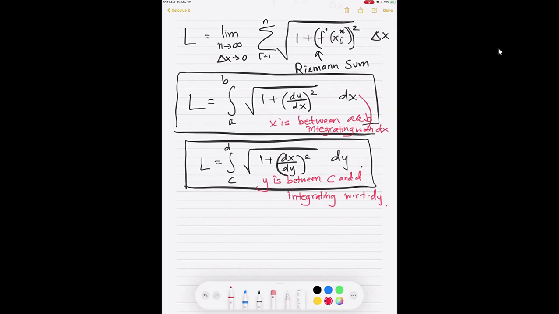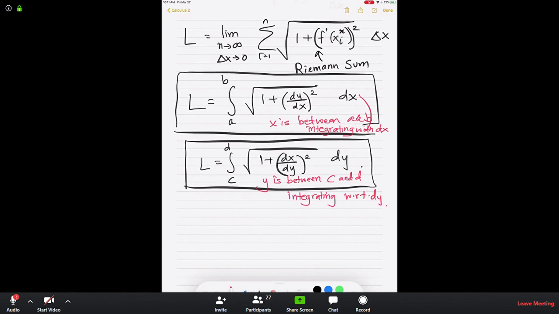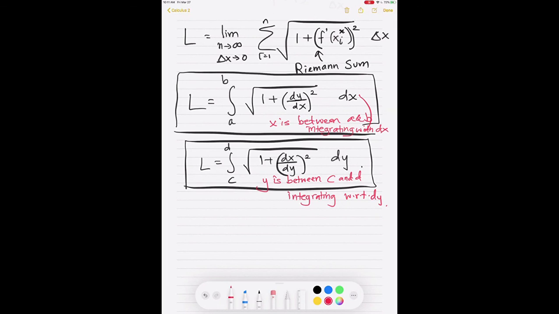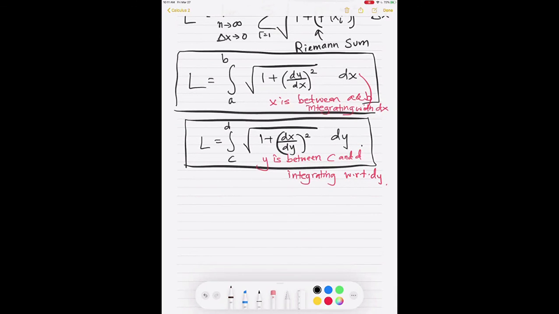Sounds good to me. Okay, so a quick question. Do you want to see an example before you leave, or do you have to leave and go to your other class? Okay, then let's do a very quick example. It's not going to be bad.